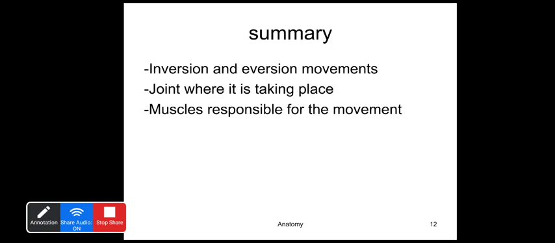So what is inversion? What is eversion? The movements, the axis for the inversion and eversion movements, where the movement is taking place, and the muscles responsible for these movements. The chief inverter is the tibialis anterior, and the chief evertors are the peroneus brevis and peroneus longus.